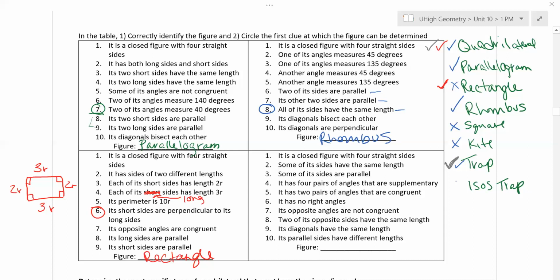Number 6 says it has no right angles. Number 7, its opposite angles are not congruent. Number 8 says 2 of its opposite sides have the same length. So if we know we at least have a trapezoid where 2 of its opposite sides have the same length, and we know that opposite angles are not congruent, and we have 4 pairs of supplementary, 2 pairs of congruent. Okay, so that looks interesting.